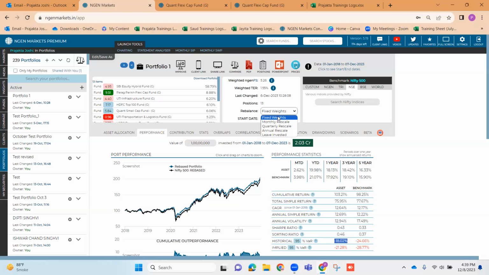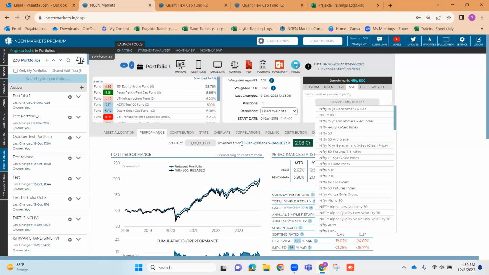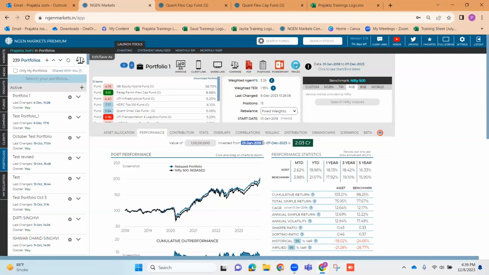But with fixed weights, what we do is we keep returns consistent over time. But if you want to actually see what would have happened if I had got this portfolio on, whatever the start date here is, say on 1st of Jan 2018, and I put it on and I forgot about it, if you want to see that, then there is an option called leave invested.